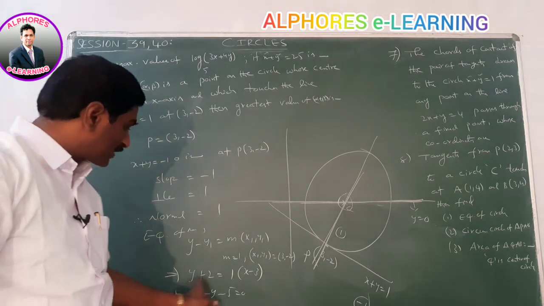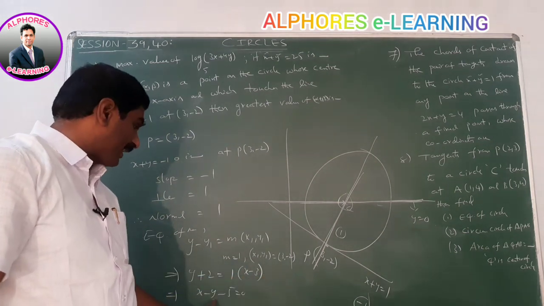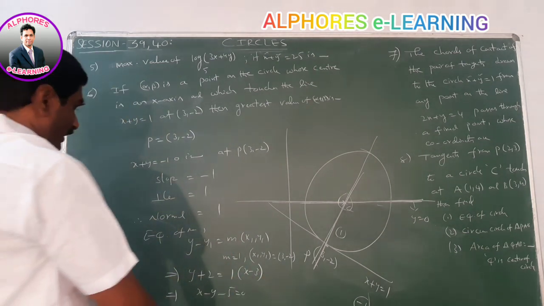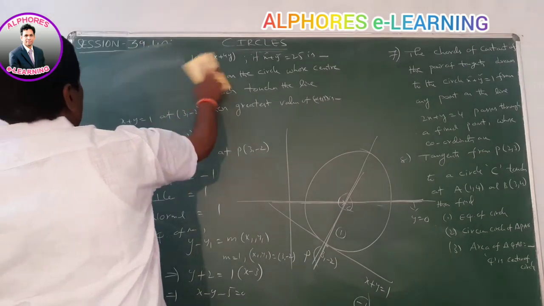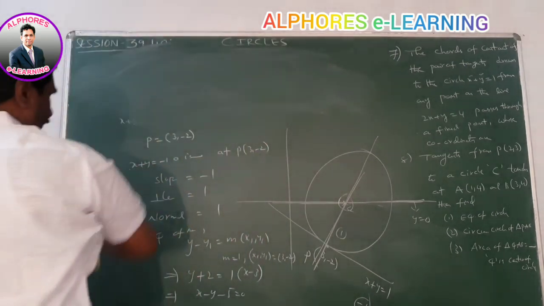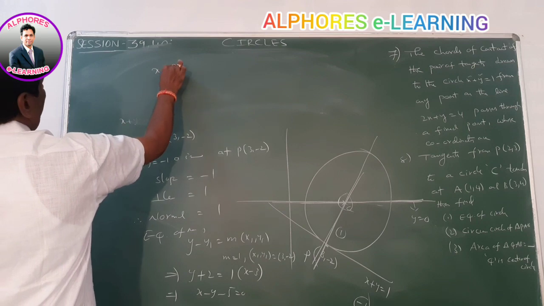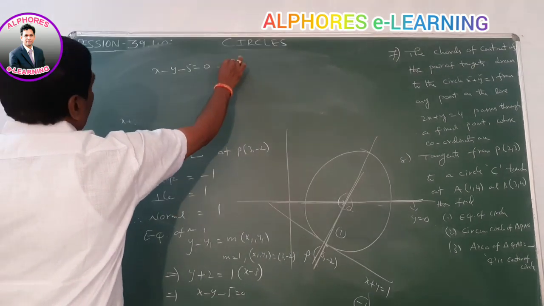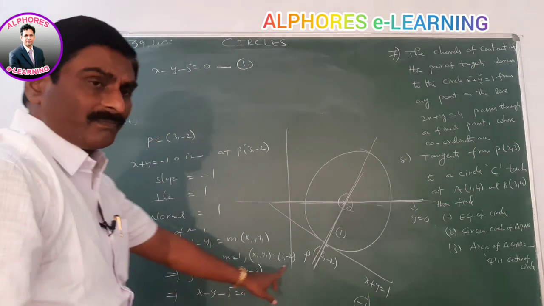Move these values to the RHS. x minus y minus 5 is equal to 0. This is the equation of the normal through P.